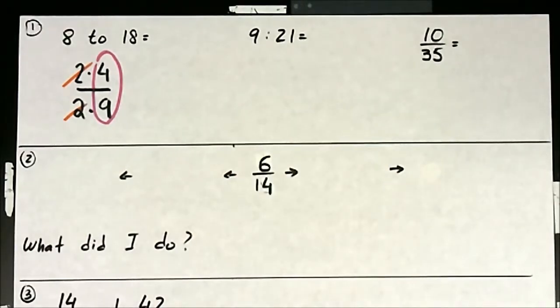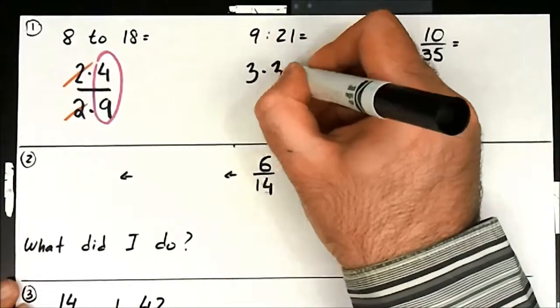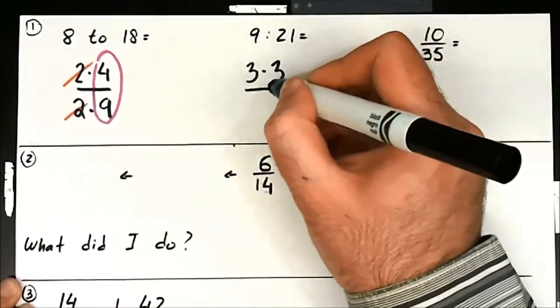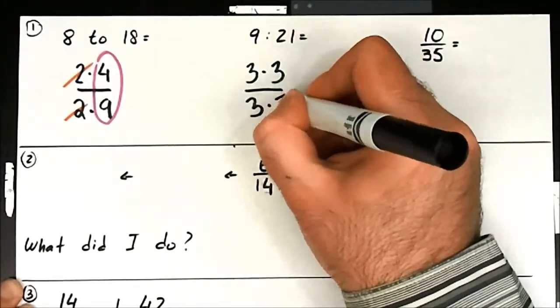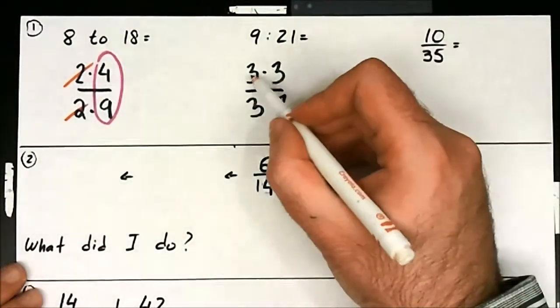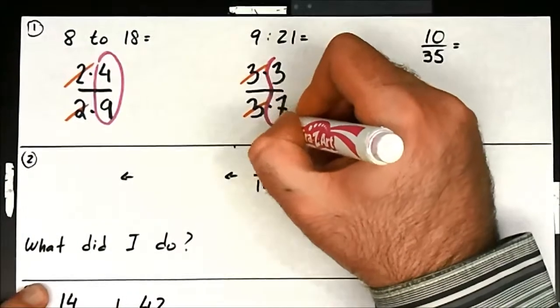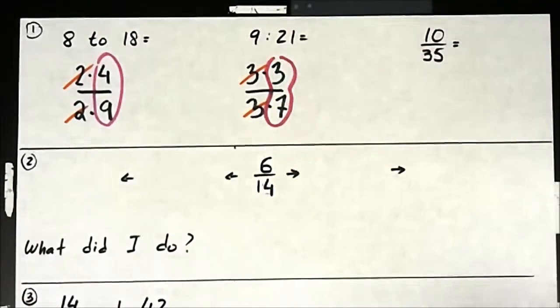9 and 21. What can I cancel out of both of those? Well, I can cancel out a 3 because I can write 9 as 3 times 3. The 21 I can write down as 3 times 7. So if I take out a 3 from both top and bottom, I'm left with just 3 over 7. I can't simplify that down any further, and that happens to be my answer in this case.